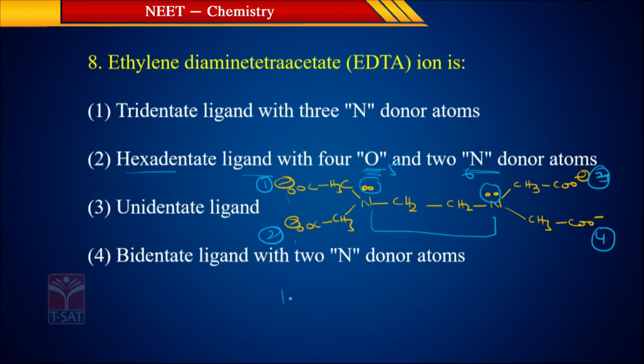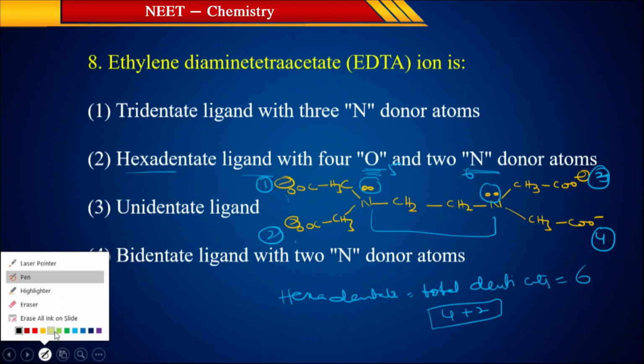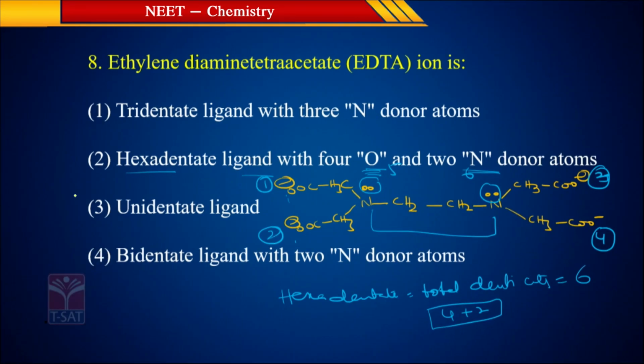Hexadentate means total denticity is how much? Total denticity is 6, right? 4 plus 2, 4 oxygens, 2 nitrogens. So, the correct option is option 2, right?